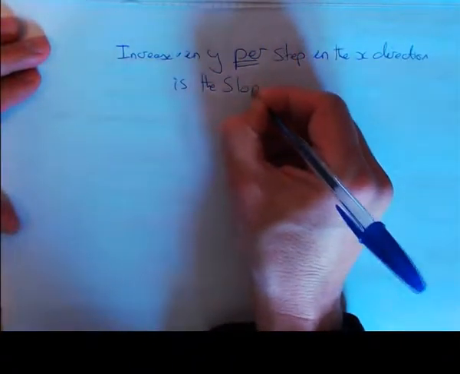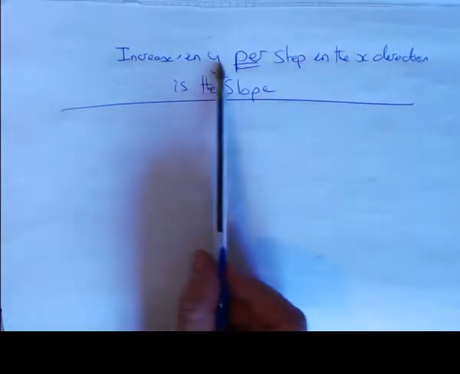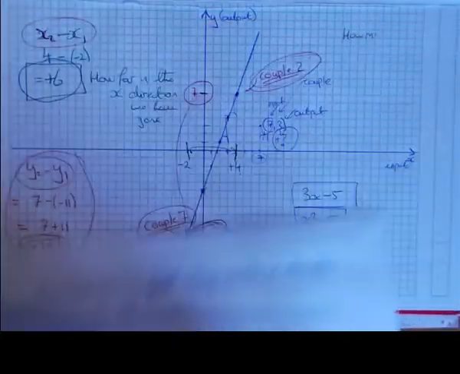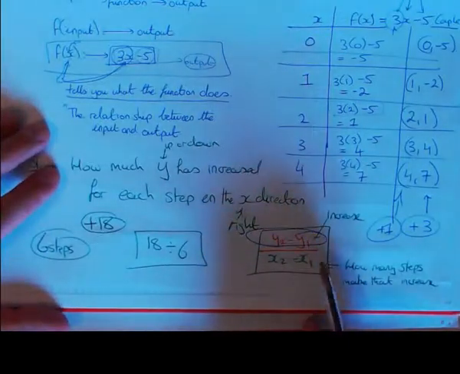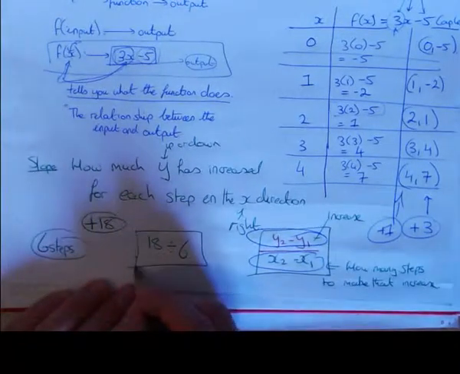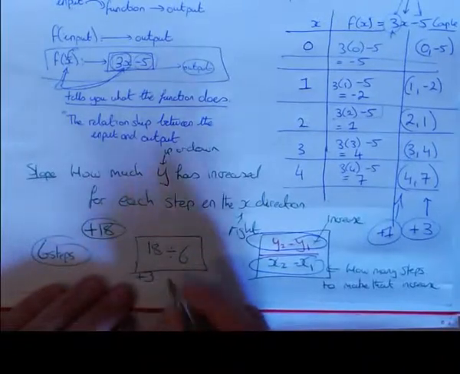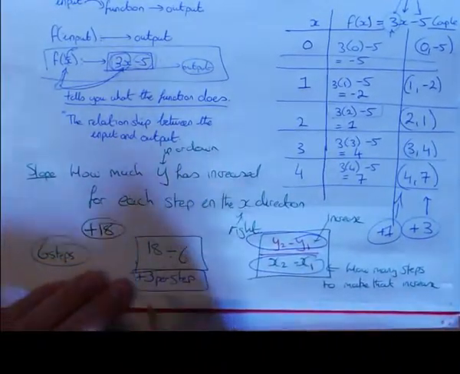So remember, that's what the slope is, okay? The slope is every step we take, how much we increase in the y direction for each step we take in the x direction. So that's going to be how much the total amount we've increased in the y direction divided by how many steps we took will tell us what the increase per step is. An increase of 18 over 6 steps is an increase of 3 per step, and that is called the slope.